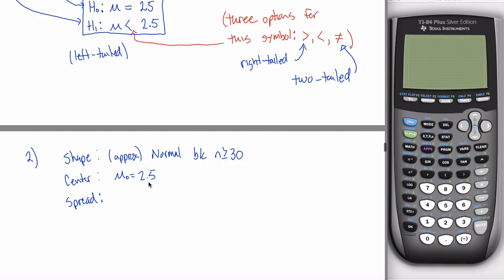But I don't really want you to write that, right? That's going to be super confusing and nobody will know what to do. The number you're going to put in the center of your distribution is the number that's given to you as mu naught in the problem. The center, mu naught, is 2.5.